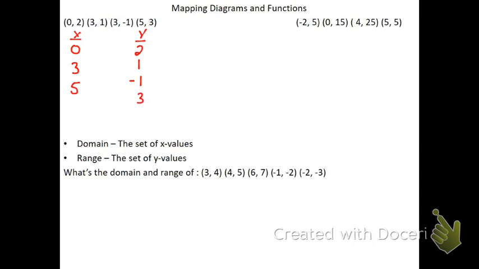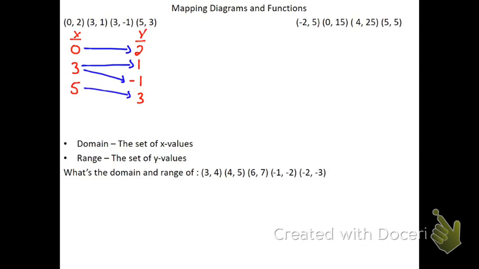In a mapping diagram, you're then going to match up the numbers in the x column to the y column. So with 0, the number that matches up to 0 is going to be 2. The number that matches up to 3 in the first set of ordered pairs is 1. And then 3 is matched up again to -1. And then finally your 5 is matched up to 3.